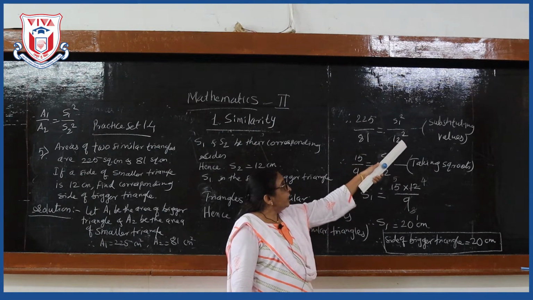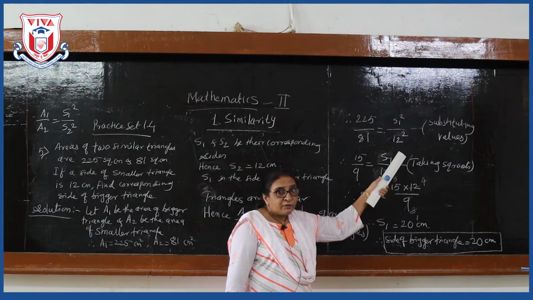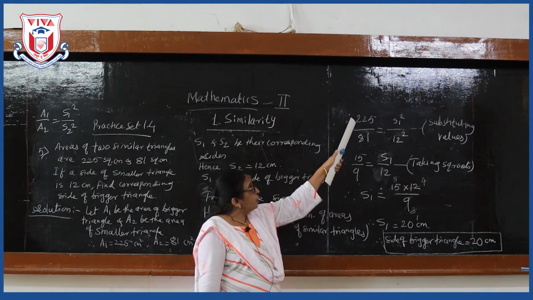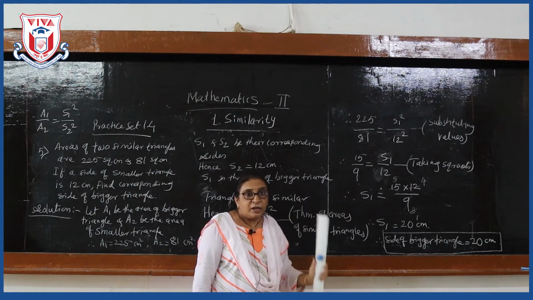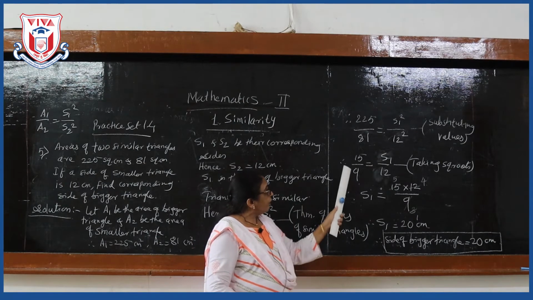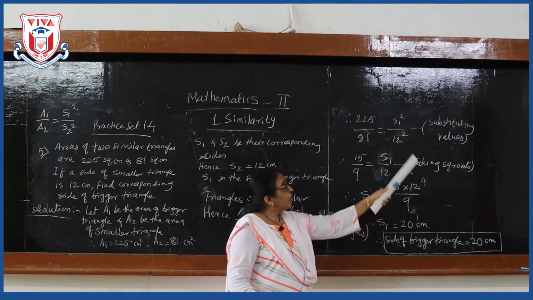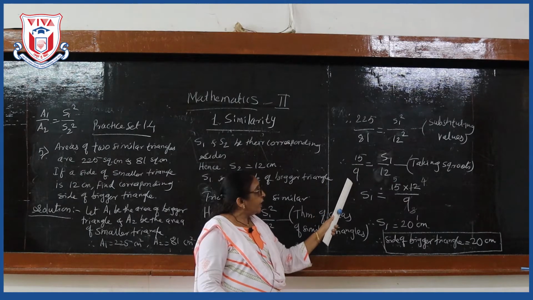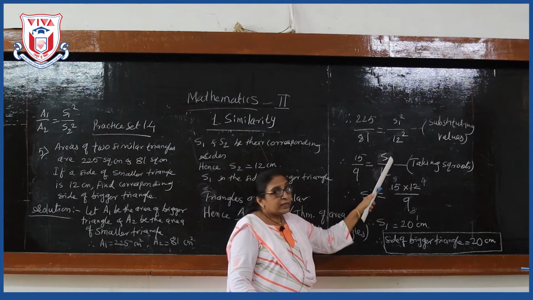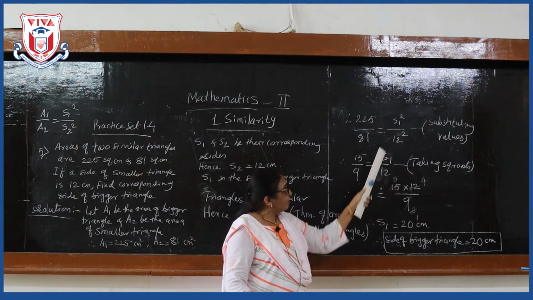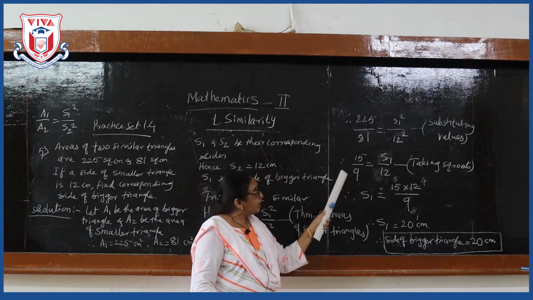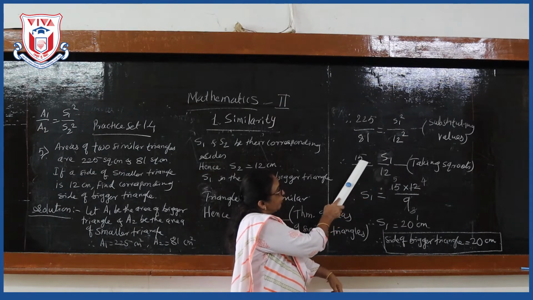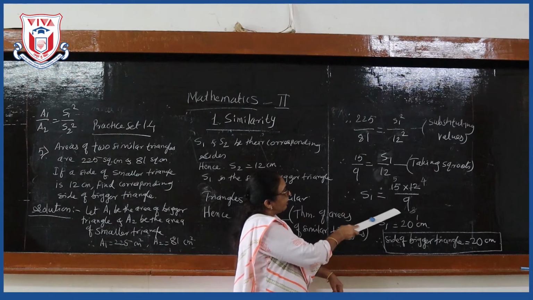Now if you can see here, S1 square upon 12 square, and on the left hand side, if you check, you will get these values 225 and 81, these are also complete squares. So we can take the square root on both the sides. The square root of 225 is 15, the square root of 81 is 9, the square root of S1 square is S1, and the square root of 12 square is 12. So 15 upon 9 is equal to S1 upon 12. So S1 is equal to 15 multiplied by 12 divided by 9.